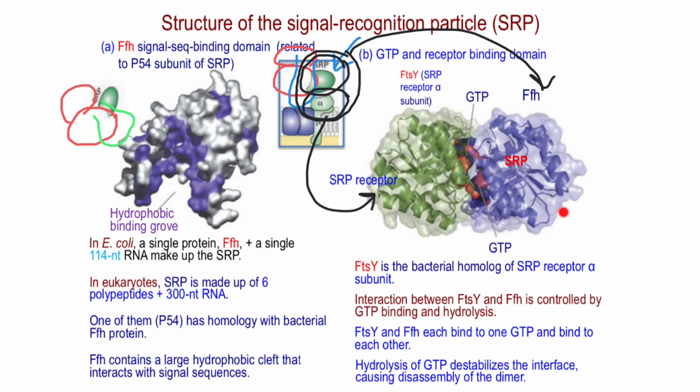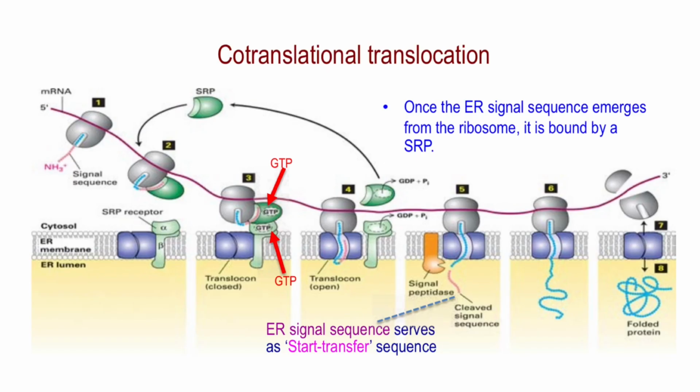Binding of the SRP and SRP receptor is facilitated by two GTPs. One is attached to the receptor, another to the signal recognition particle. And these two proteins dissociate from each other by hydrolysis of GTP to GDP. Now let's review the whole process, which we call co-translational translocation.